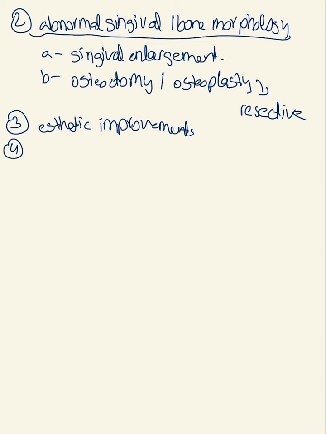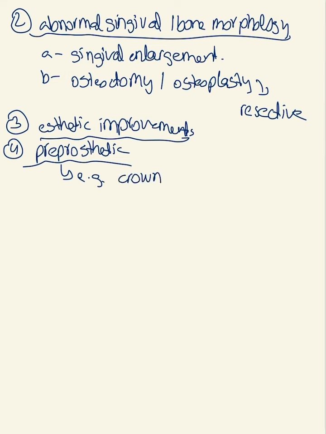And fourth is the pre-prosthetic type. We do it for preparation for restorative or prosthetic treatment, such as crown lengthening and ridge augmentation. So pre-prosthetic, for example, crown lengthening or ridge augmentation.